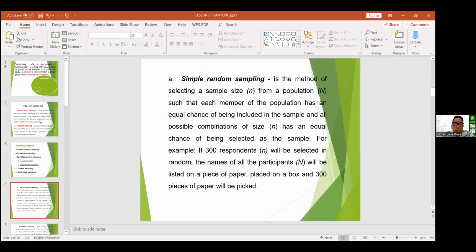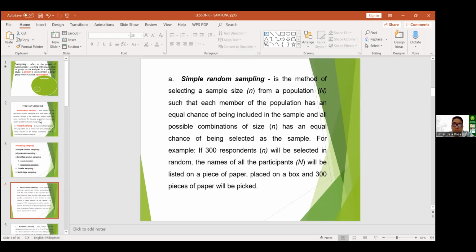So let's talk about the first one. It's called the simple random sampling. So in this method, we select a sample n, small letter n, from a population N, capital letter N, such that each member of the population has an equal chance of being included in the sample, and that all possible combinations of size n have an equal chance of being selected as the sample. So to understand that better, here is an illustration.